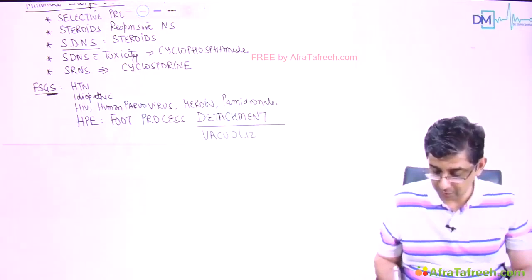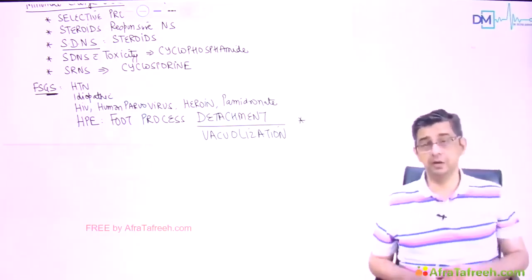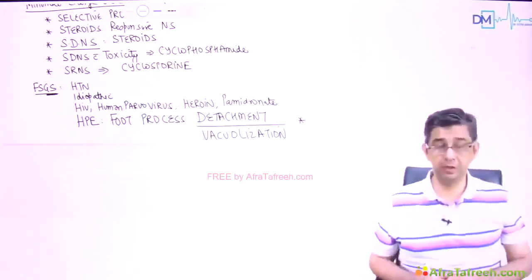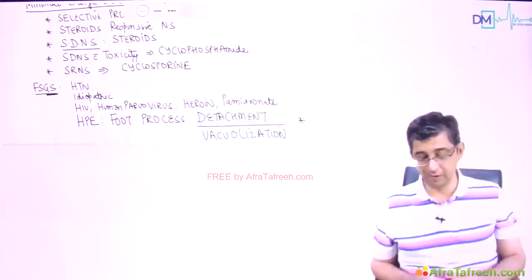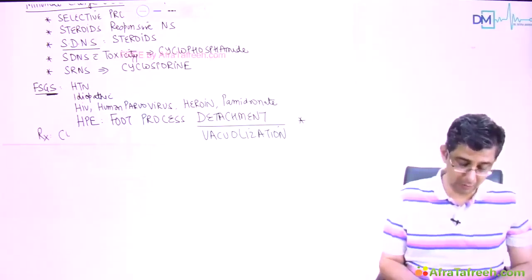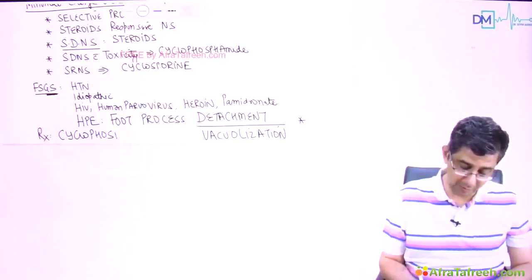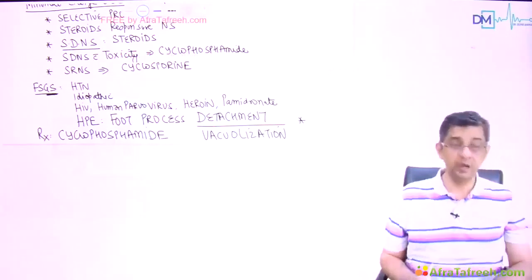Please remember that foot process effacement is a feature of minimal change disease, but detachment and vacuolization is a feature of focal segmental glomerulosclerosis. For management of these patients, the drug to be used is cyclophosphamide. But if he says how do you manage the high blood pressure of the patient, the hypertension component of the patient will be managed by ACE inhibitors.